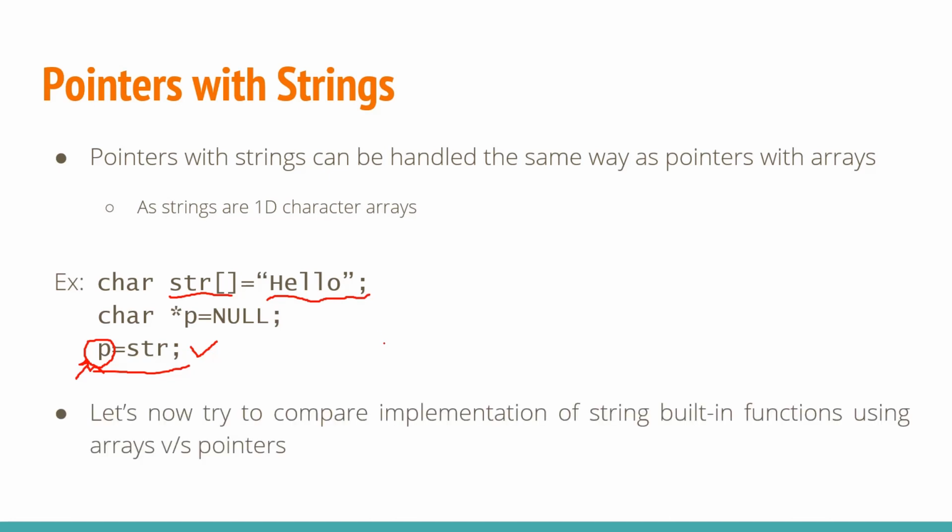Let's now try to compare the implementation of string built-in functions using arrays versus pointers. In the previous video sessions on strings, we tried to implement some of the built-in functions like string length, string compare, string concatenate by using arrays. Now, having seen that arrays and pointers are related, we can easily re-implement those programs using purely pointers. So we'll compare the implementations of such programs with arrays and pointers, and at the end we'll try to conclude which one is easier to use. Let us have a look into it.